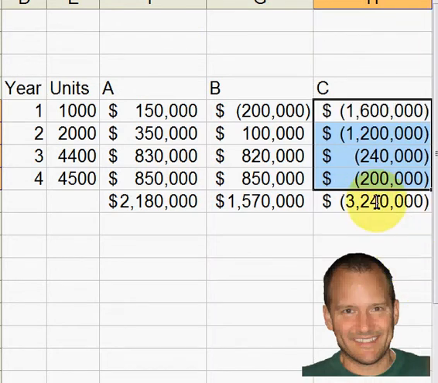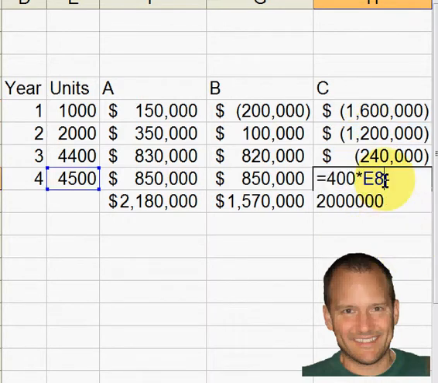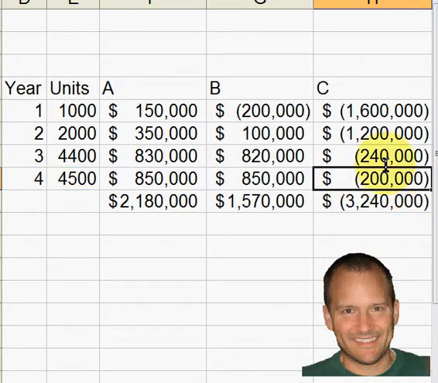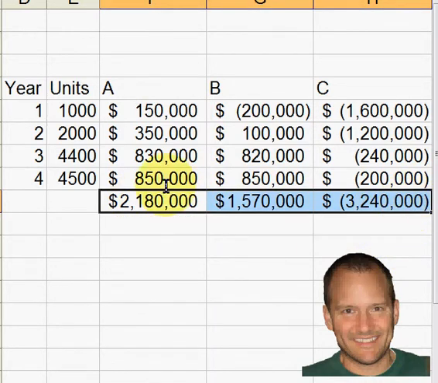All right, now we can see that over this period we had a $400 contribution margin at 4,500 units. 400 contribution margin times our units, minus our $2 million in this case, gave us a loss of 200,000. So we're getting better, we're losing less money as our volume goes up, but if you add up our profits for that period, we still have lost $3.2 million. So if we look at this, Plan A is going to be our best option in this case over the 4-year planning horizon.